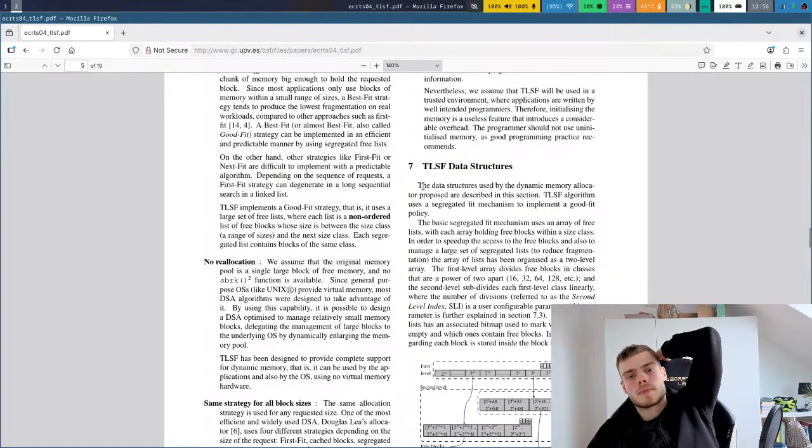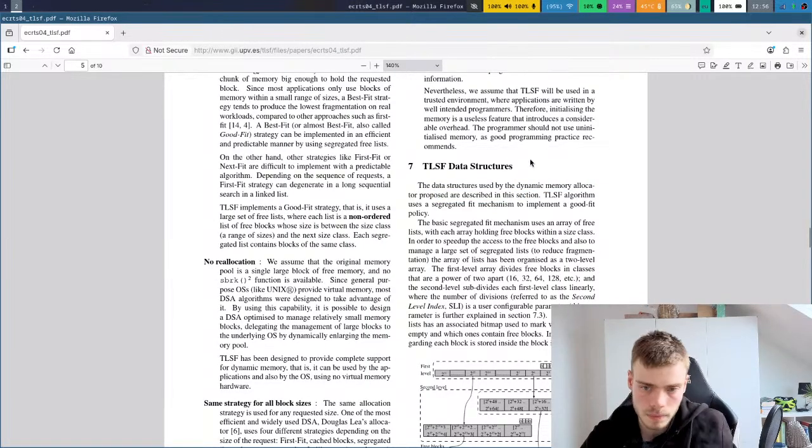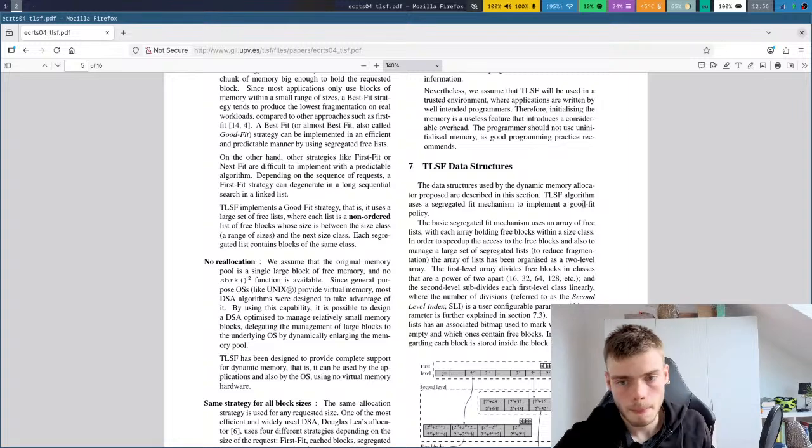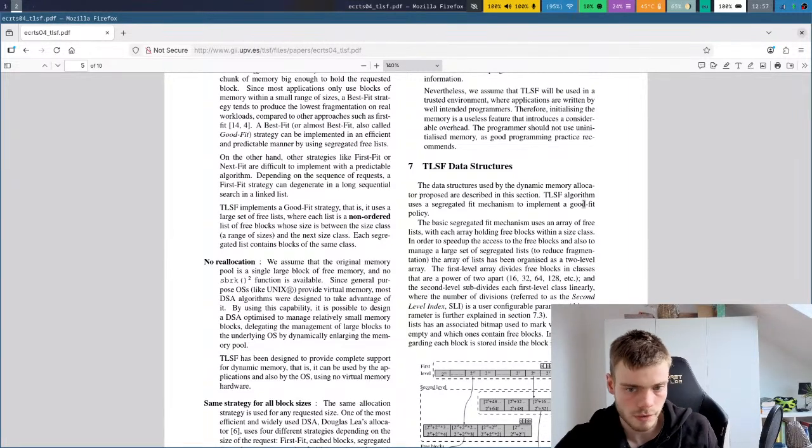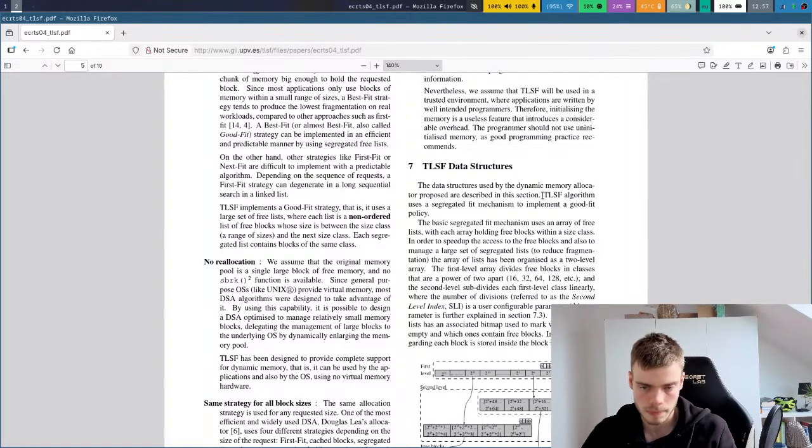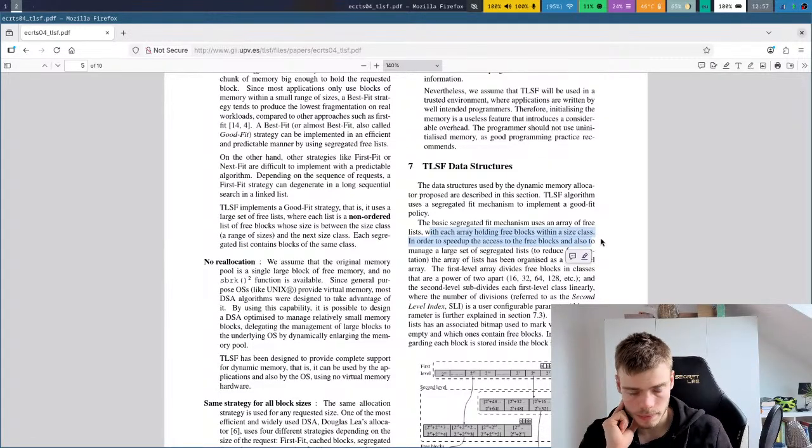TLSF data structure. Data structures used by the dynamic memory allocator described in this TLSF algorithm use a segregated fit map: a basic segregated fit array of free lists, with each array holding free blocks within a size range. In order to speed access to free blocks, manage a large set of segregated lists, and reduce fragmentation, the array of lists is organized as a two-level array.